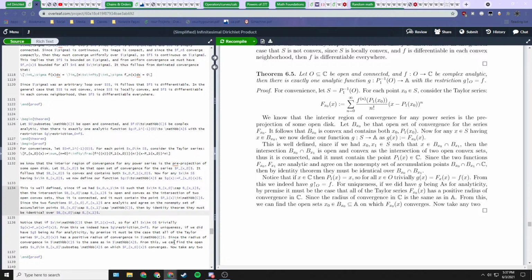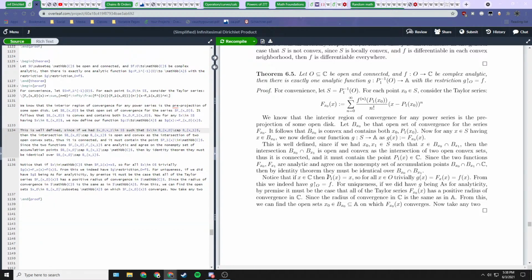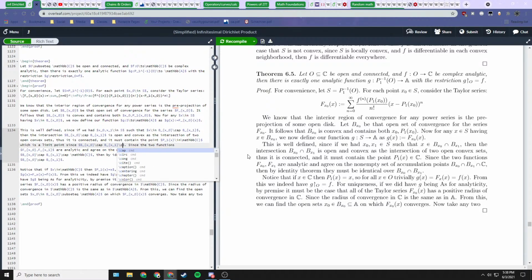So we're saying for any point x in S, pick any point x0 which has x in its set of convergence. Then define g as this power series centered at x0 evaluated at x. This is well defined since if we have x0, x1 in S with x in both of these sets, the intersection is open and convex. This is connected, so it must contain the point P1 of x in C, which is a limit point since this intersection is relatively open. Okay.